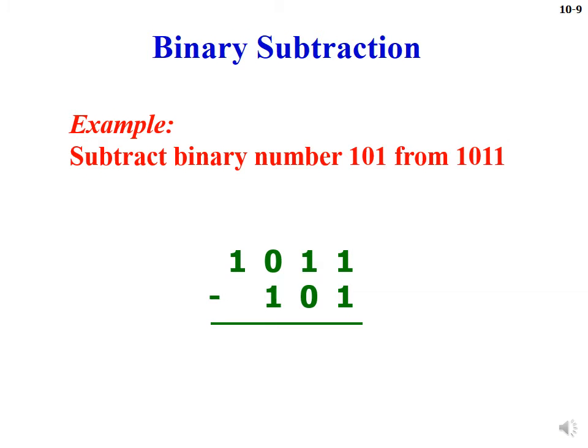Binary subtraction is the same way, except I'm borrowing instead of carrying. So 1 minus 1 is 0. 1 minus 0 is 1. Since I got a 0, I got to borrow the 1 from over here. It's going to leave me a 0, give me a 1.